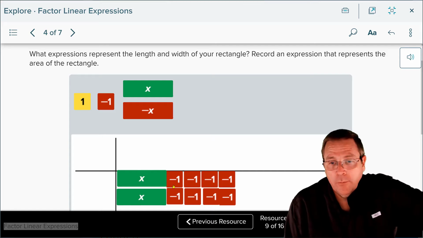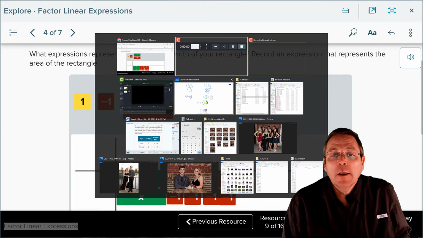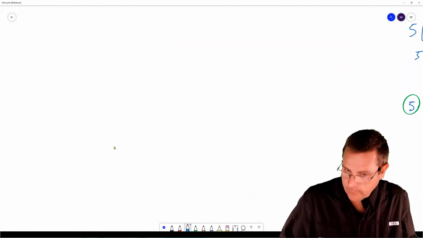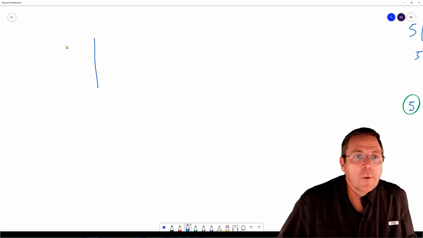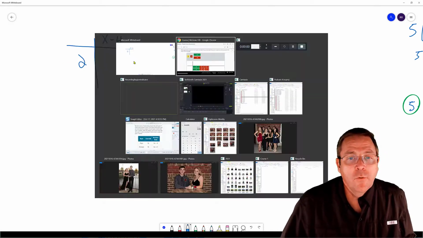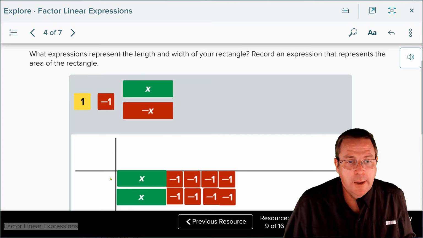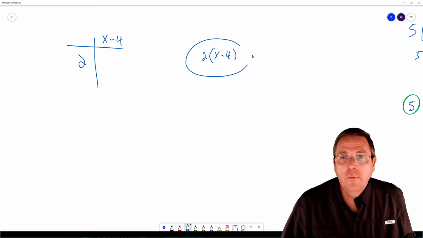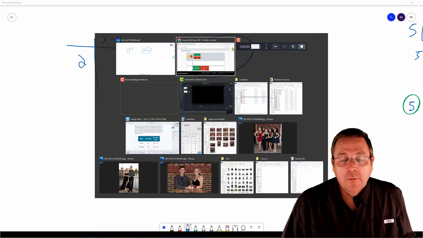So when you wrote your problem, let me show you what it would actually write out as. When we had it laid out there, you'd have a 2 here, you'd have an x minus 4 right there because you're 2 high, and x minus 4 wide, so you would rewrite that as 2 times, in parentheses, x minus 4, and that would be your final answer for that one.